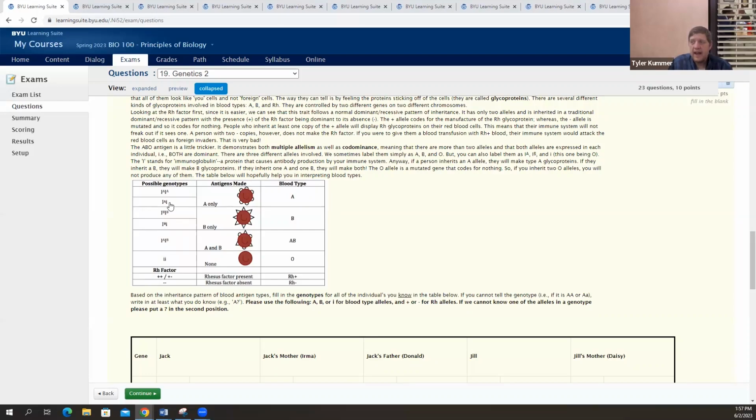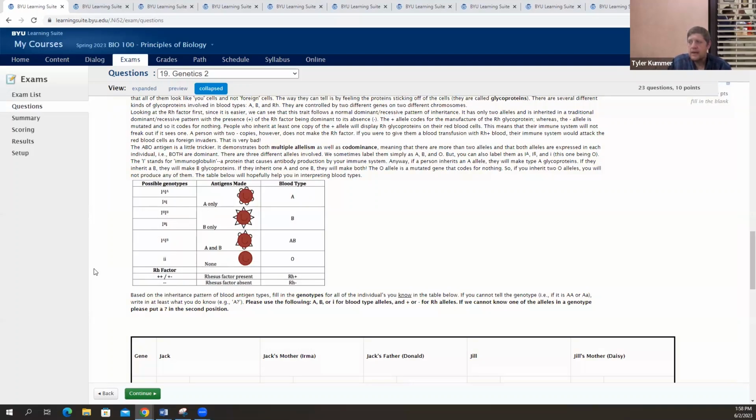Now, both A and B, you see the lowercase i represents the O allele. Both A and B are dominant to O. So if you have A and O alleles, you end up with the A phenotype. If you have B and O alleles, you end up with the B phenotype. The only way you get the O phenotype is if you're homozygous recessive for the O alleles. So that is codominance, and blood type is the greatest example of that. It's nice and clean for us.